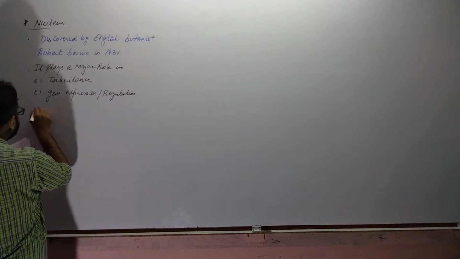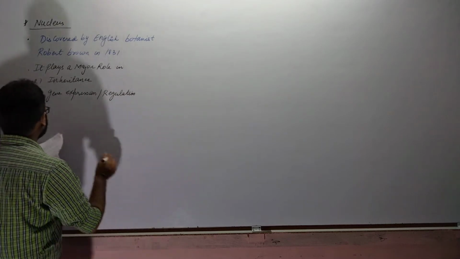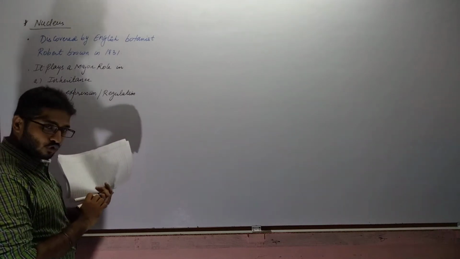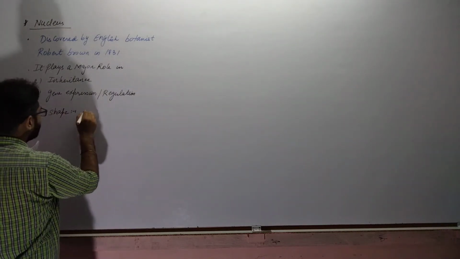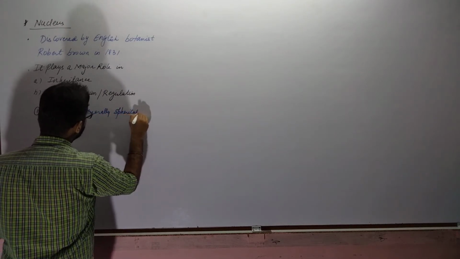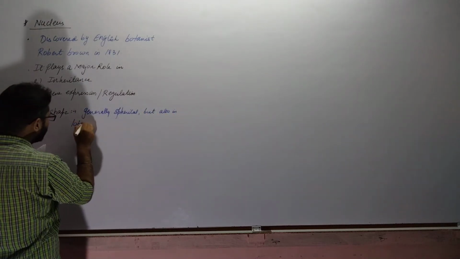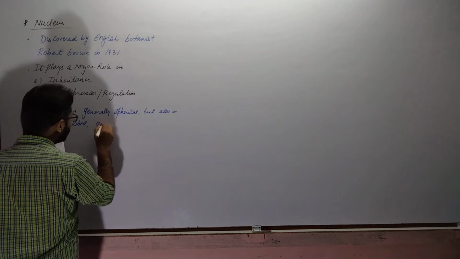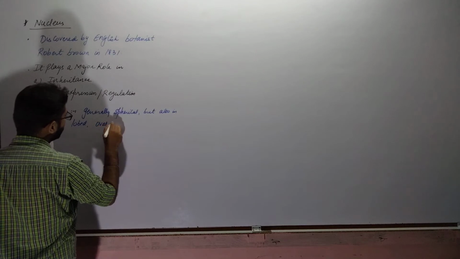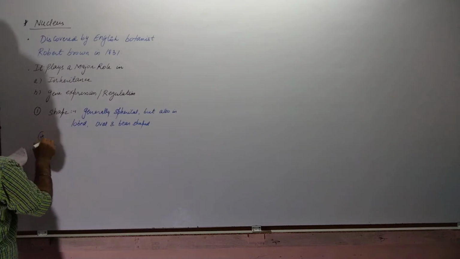Now the certain parameters we have to discuss, like shape, size, number, etc. Shape is generally spherical, but oval, bean shaped and lobed nucleus are also reported.